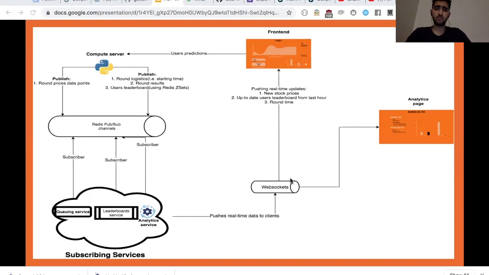Each channel has a few subscriber services who would transform the data that they receive into a more useful form and then publish it to clients in real time using WebSockets. For example, the round results channel gets consumed by the analytics engine and the user's leaderboard service. And using Redis channels here is useful because we could add as many subscriber services as we want when we want to implement new features.